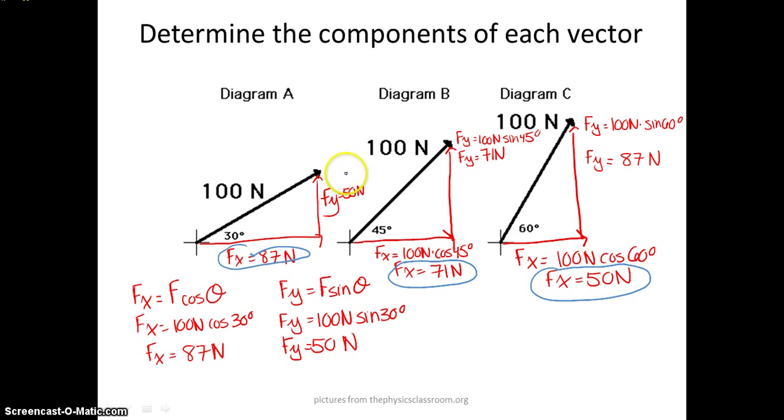Now let's check out the y components. When theta was 30 degrees, the y component is 50 newtons. At 45, it's 71 newtons. And at 60, it's 87 newtons. So as this angle between the x-axis and the vector you're trying to resolve increases, your y component increases.